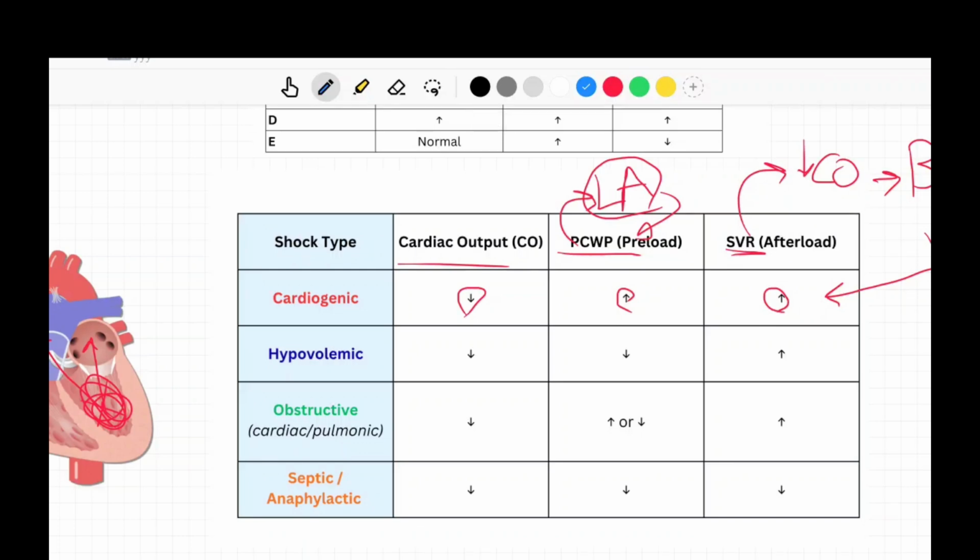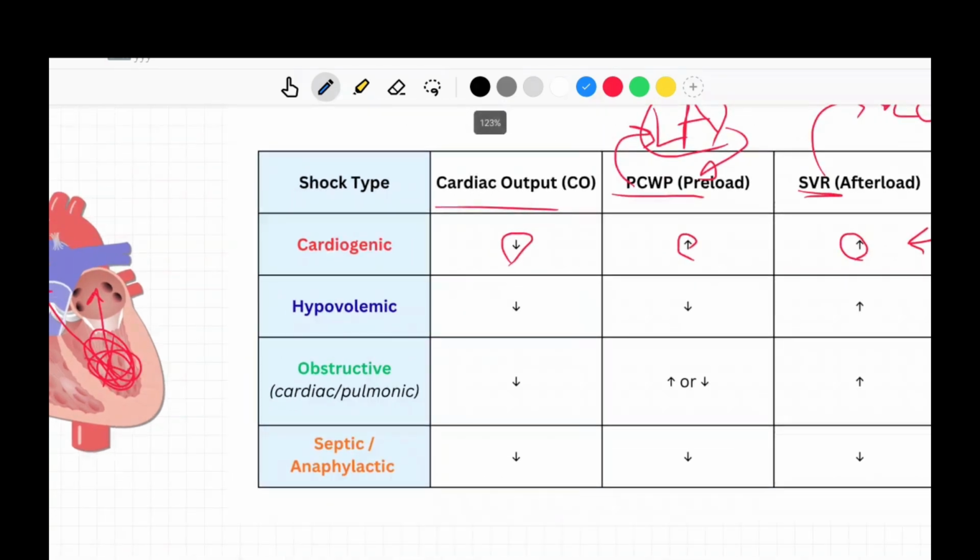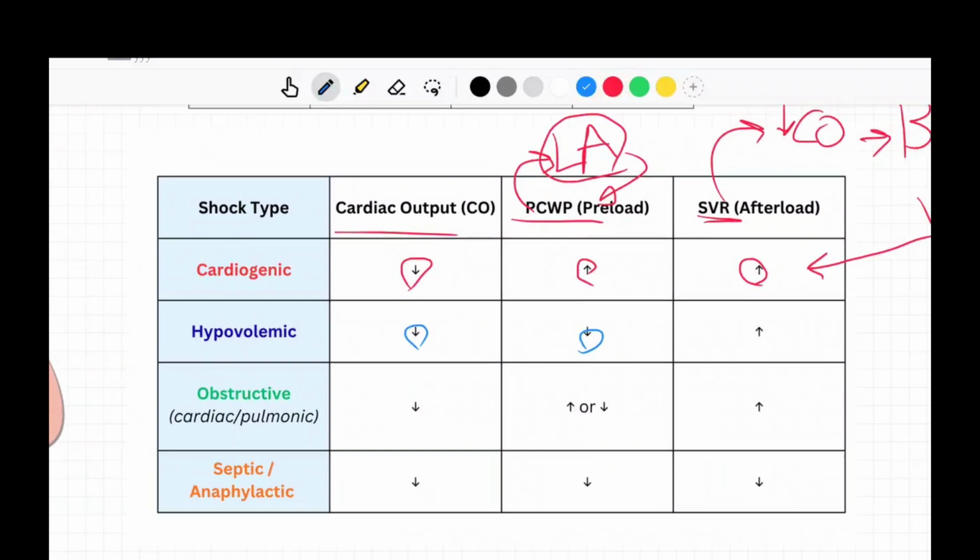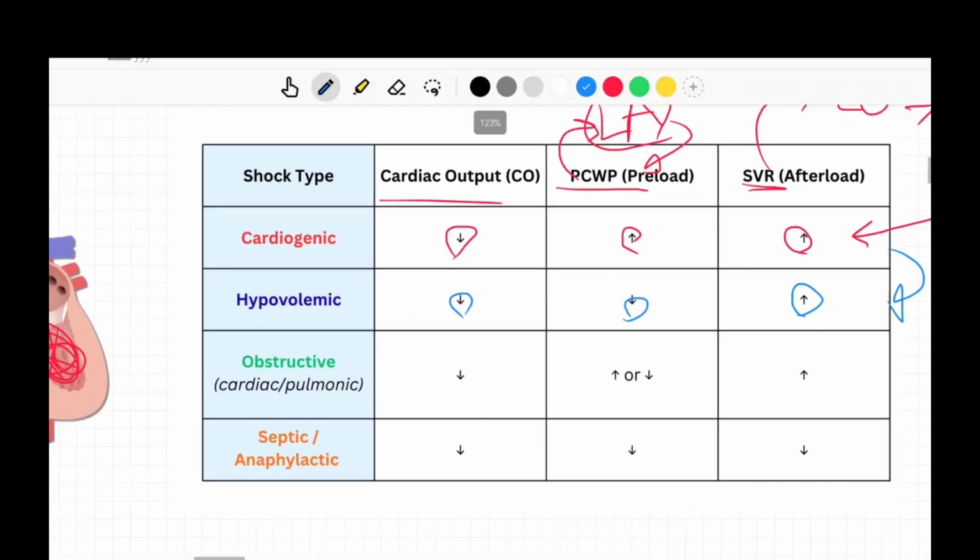Second thing is hypovolemic shock. In a hypovolemic state, we have decreased blood in all of our body. So we have decreased blood in the left ventricle. So we will pump less blood to systemic circulation. So we will have decreased cardiac output. Second thing is PCWP. We have decreased blood in the left atrium, so we will have a decrease in left atrial pressure, so we will have a decreased PCWP.